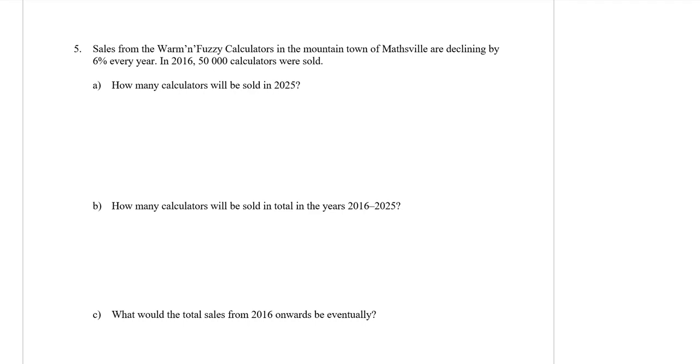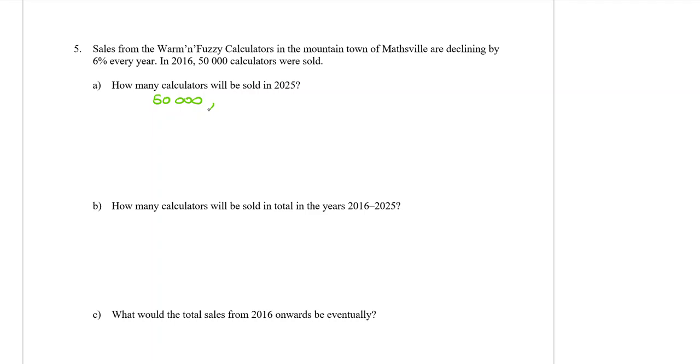Sales from the warm and fuzzy calculators in the mountain town of Matsville are declining by 6% every year. In 2016, 50,000 calculators were sold. Okay. That means our series is starting with 50,000 calculators. It is decreasing by 6% each year. What's my next number?